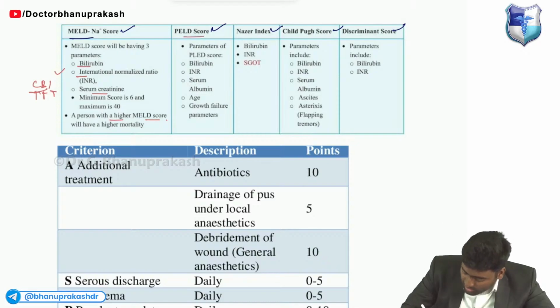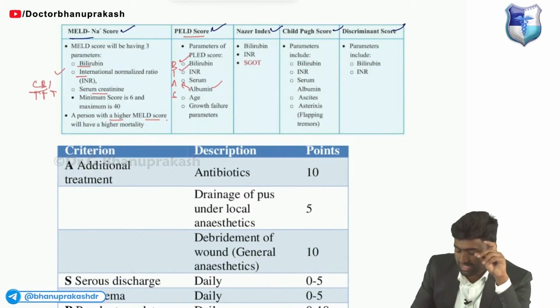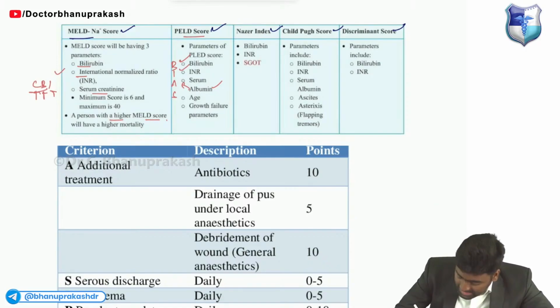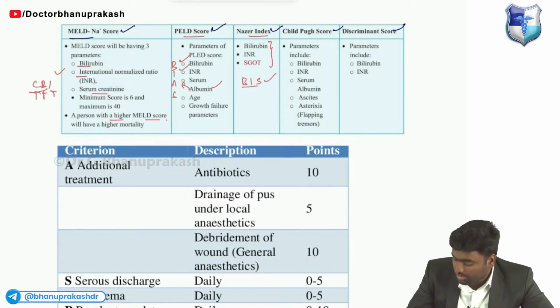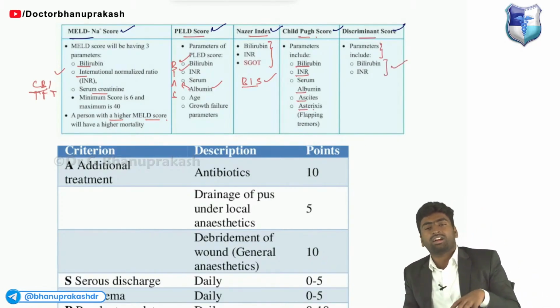Fine. Next, the PELD score can be remembered as BIAS. So there will be bilirubin, INR, serum albumin, then age, and there are some other parameters. So remember it mainly as BIAS: bilirubin, INR like PT-INR, and albumin. Whereas in Nesbitt's index, we'll use bilirubin, INR and SGOT. Here also the same: bilirubin, INR, albumin, ascites and asterixis. In the Child-Pugh score and the discrimination score, we'll mostly use 2 parameters, which are bilirubin and PT-INR. Okay, just write it in your table.